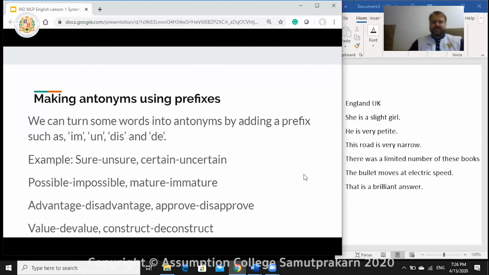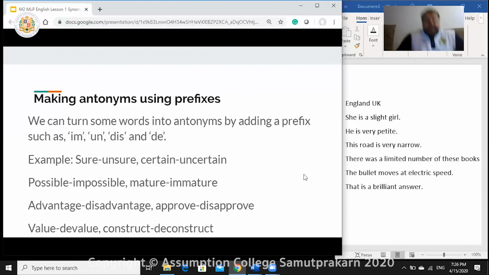Okay? So, all of these are antonyms, except for sure and certain, which are synonyms, and unsure, uncertain are synonyms as well. So we can make a word into an antonym by putting im, un, dis, and de in front of them. And you can think of lots of words throughout the English language that you can do this to change their meaning to the opposite meaning. Turn them into antonyms.